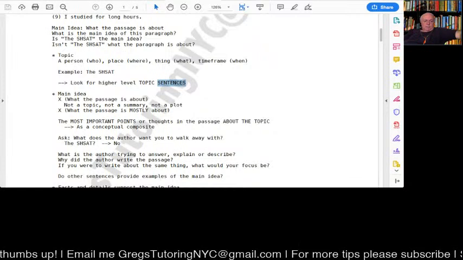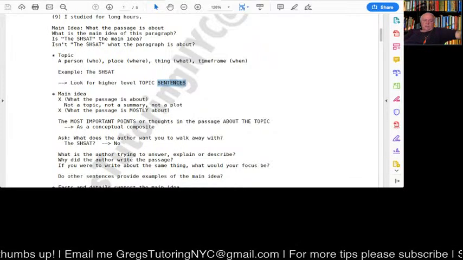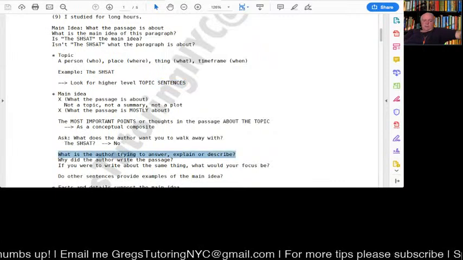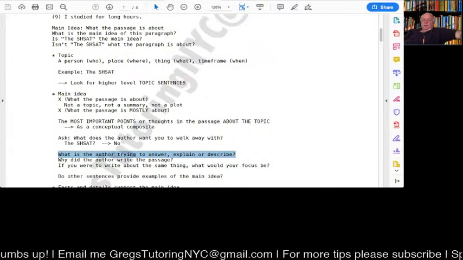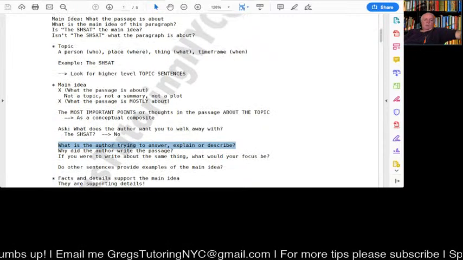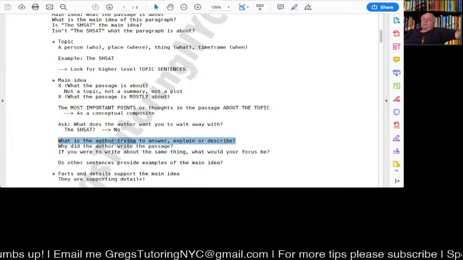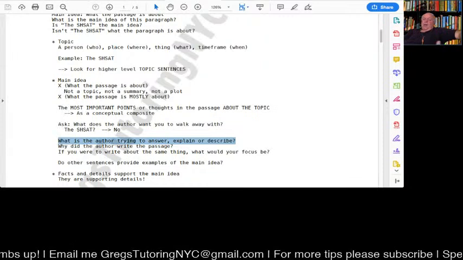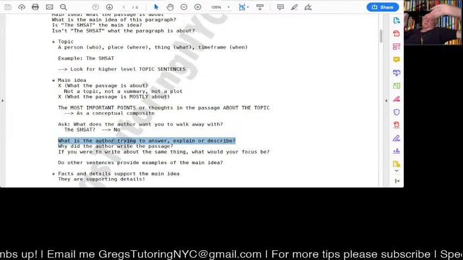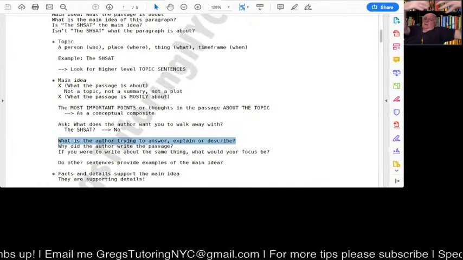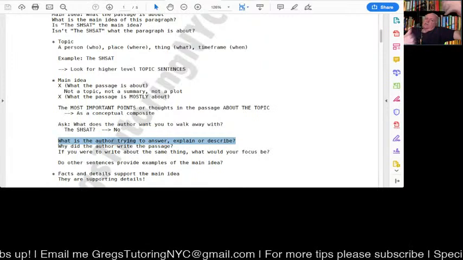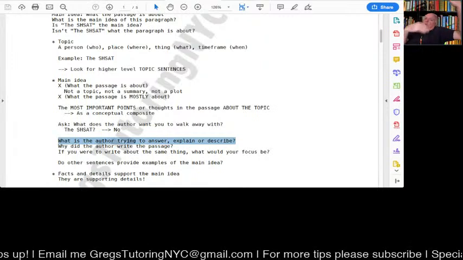Do other sentences provide examples of the main idea? Because we're talking about the main idea needing to be supported by that. So what we're going to look for is facts and supporting information that backs up whatever the statement is. There's going to be some sort of statement. It could be the topic sentence, or it could be something you synthesize. You want to find stuff that supports that overall, right?